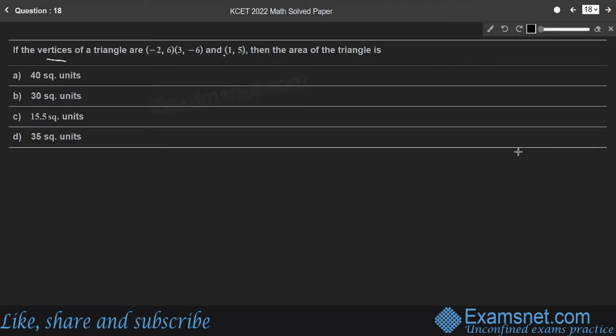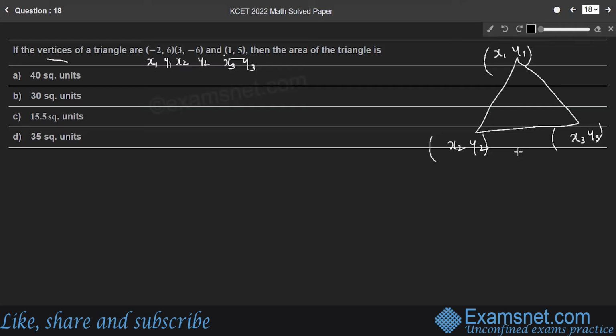Question 18. If the vertices of a triangle are minus 2, 6, 3, minus 6 and 1, 5, then the area of the triangle is. So we'll consider x1, x2, x3 to be the three x coordinates of the vertices of a triangle. So x1 is minus 2, x2 is plus 3, x3 is 1, whereas y1 is 6, y2 is minus 6 and y3 is plus 5, right? So x1, y1, x2, y2 and x3, y3 are the three vertices of a triangle.